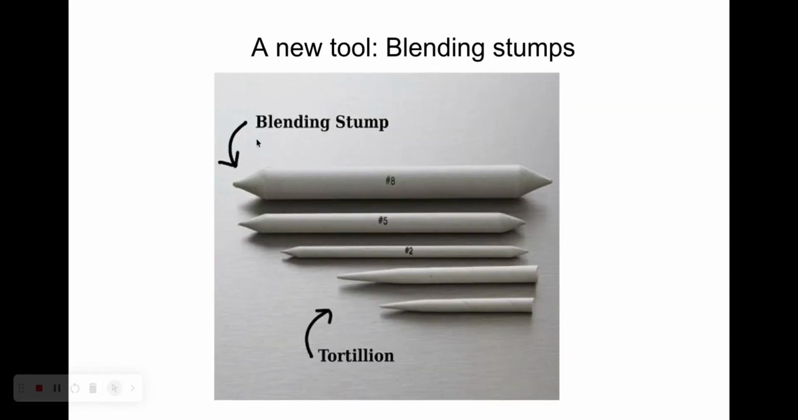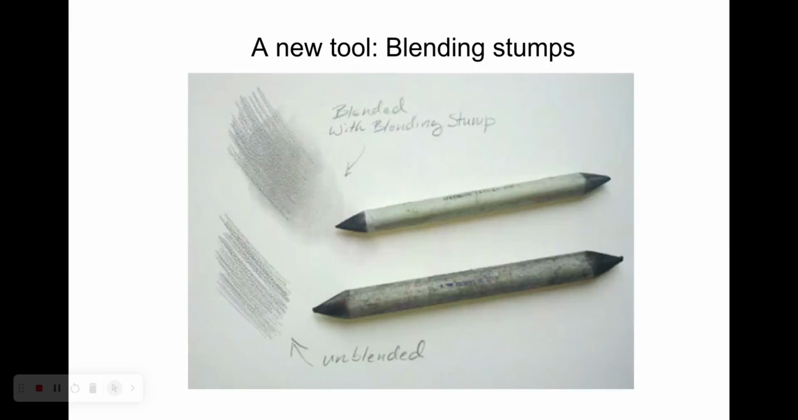Now the larger blending stumps are called blending stumps. Smaller blending stumps are actually called tortillons, but I call them blending stumps anyways. So you can see the difference. Here's just the shaded pencil, and here it is where they started blending it with the blending stump.